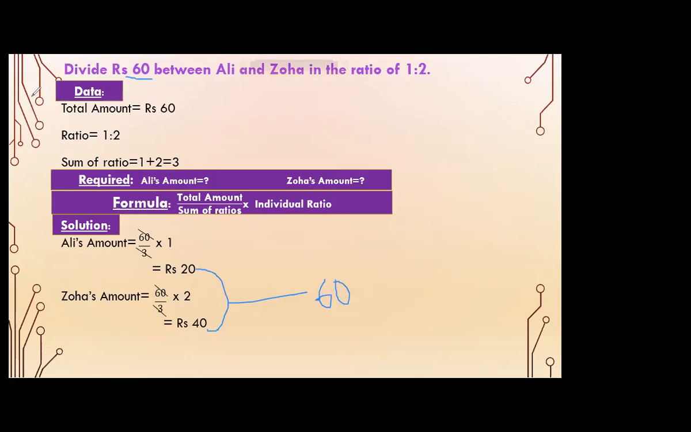First we have to write what we have to do. We have to write data, required, formula, and then solution. Okay, data, required, formula, and then we write down the solution. Is it clear?